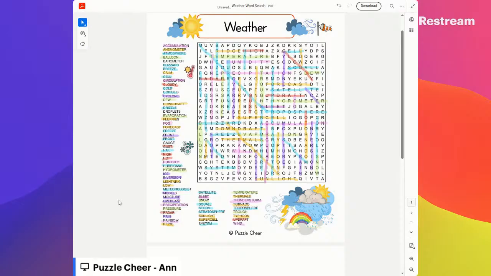And Rory says gauge is vertical, just left of tornado, bottom right. Okay, so here's tornado. Oh, gauge right there. G-A-U-G-E, gauge.